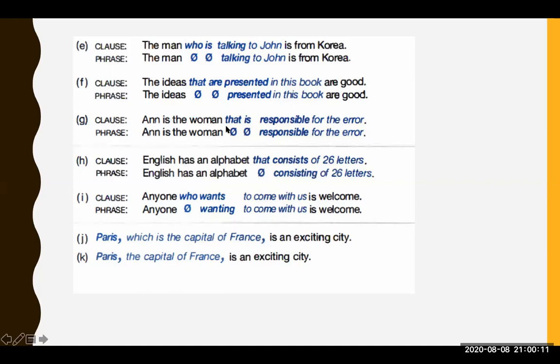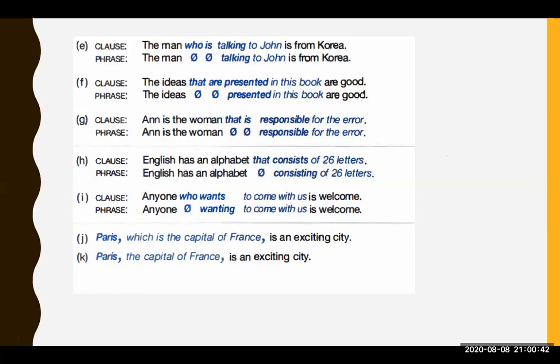Anne is the woman that is responsible for the error. Anne is the woman responsible for the error. What a beautiful sentence, reduced. It turns from complex to simple. So rule number one, if there is a verb to be, you delete who or which or that, and you delete the verb to be. If there is no verb to be, you delete who or which or that, and you add ing to the verb.